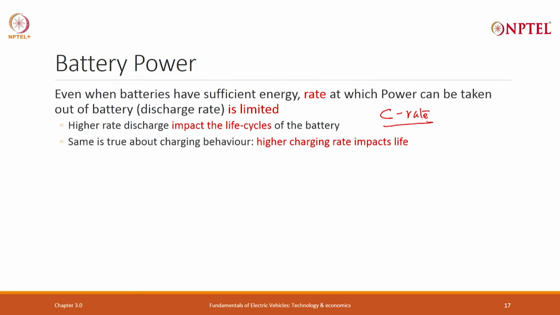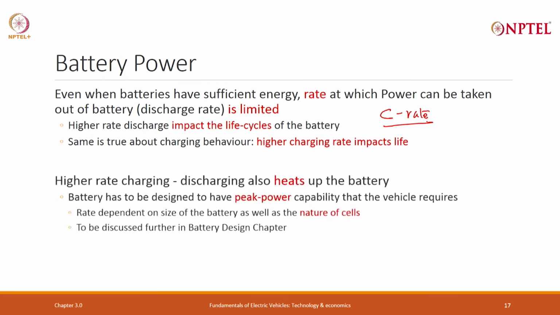A higher C rate impacts the life cycle of the battery, either for charging or discharging. So, you limit what C rate you can use if you want life to be predictable. Higher rate charging and discharging also heats up the battery. We will later on see that these batteries have an internal resistance, and whatever current you are putting in, I square R, where R is the internal resistance, will be dissipated as heat, both during charging as well as during discharging.